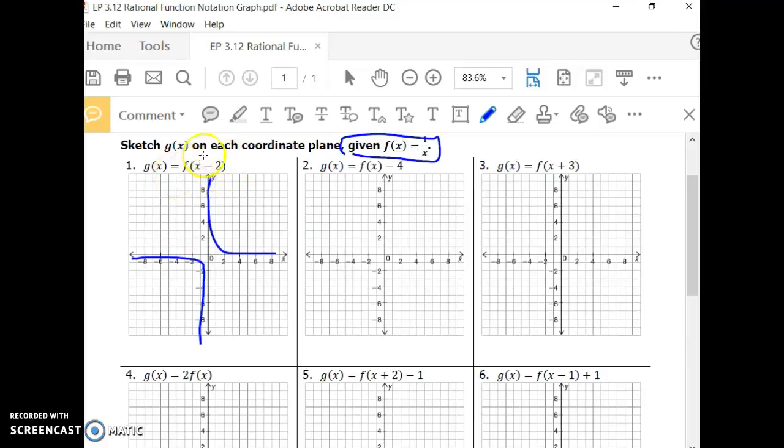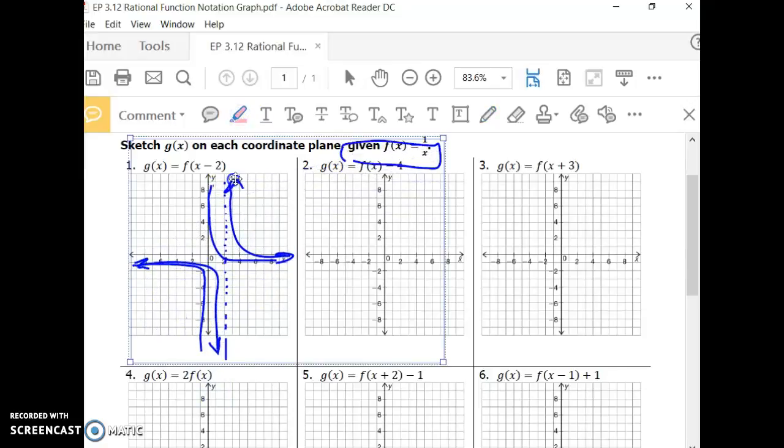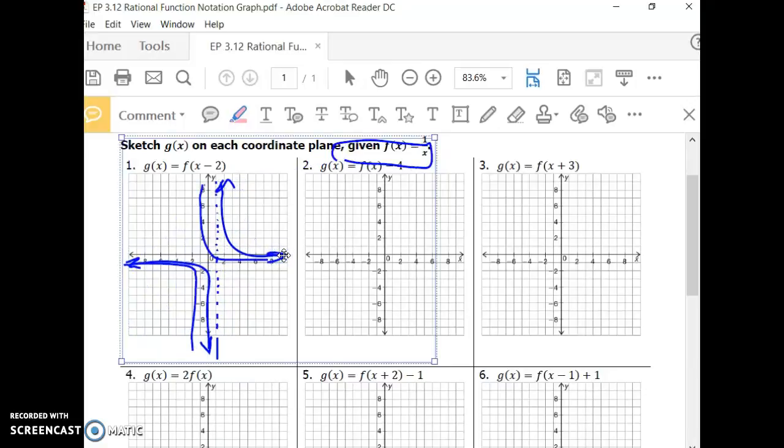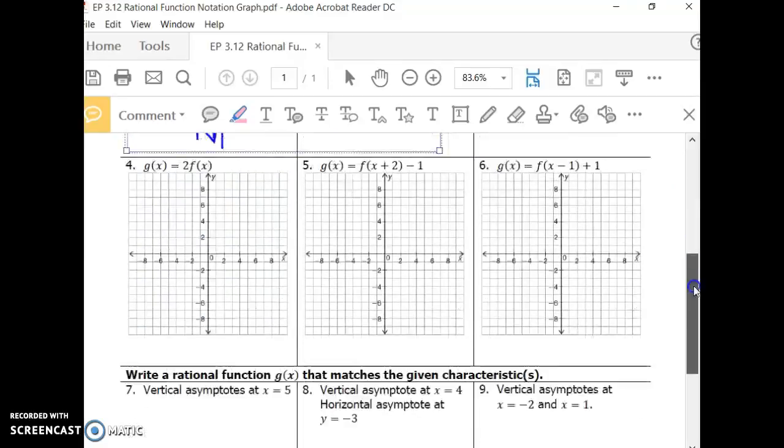It's a negative on the inside, so it lies to me. So I need to go to the right too. So then my vertical asymptote is shifted to the right. So that transformation looks something like this. I'm going to highlight it in pink to show you. Well, it's not highlighting for me. Anyway, moving on.